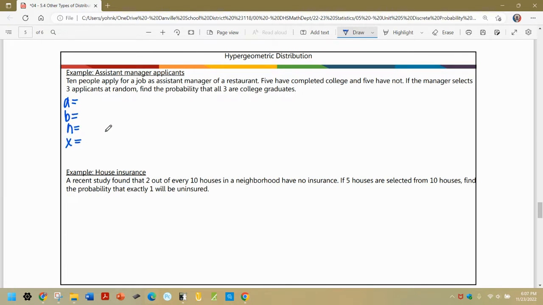In the problem, the number of trials is going to be 3. 3 applicants are chosen at random. That's your N. The X is the probability that you're trying to find. So all 3 of them are college graduates. So X is 3. Your A value is you get to choose which group you're picking things from. So I'm going to call A my 5 that have completed college, and therefore my B is going to be the 5 that have not completed college.